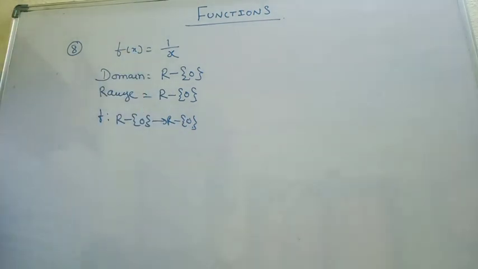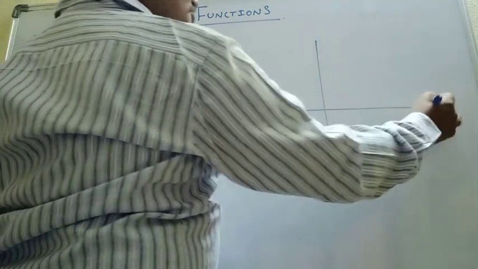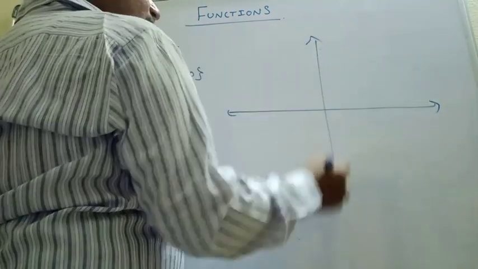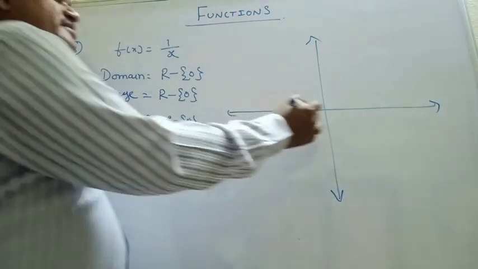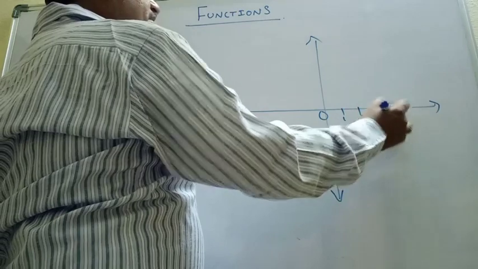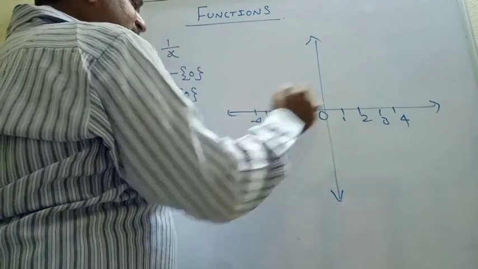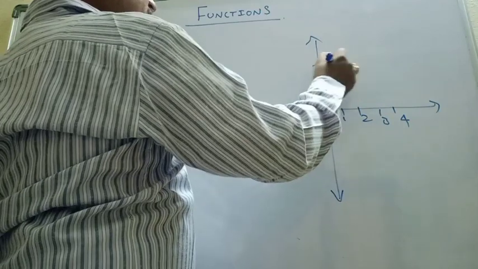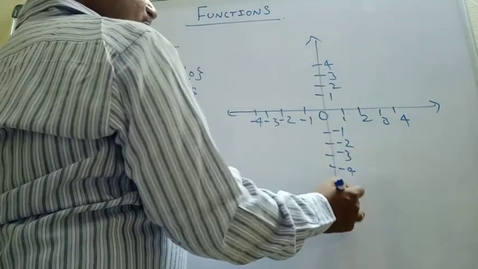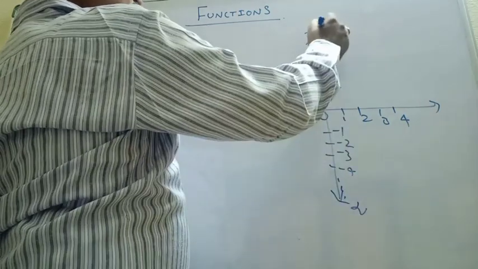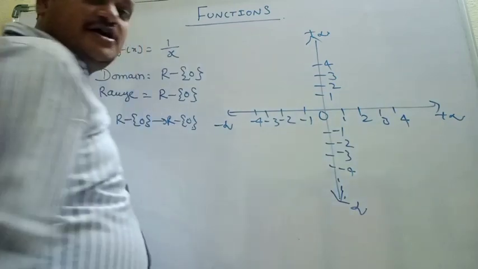And the graph of this, as I told you, if you take a table of values and observe, the graph is going to be something like this. If you take 0, 1, 2, 3, 4 and minus 1, minus 2, minus 3, minus 4 on the x-axis, and the same on the y-axis, this is from minus infinity to plus infinity, and here also from minus infinity to plus infinity.